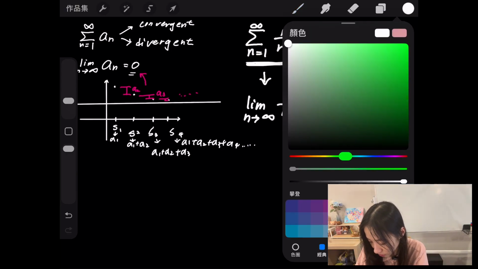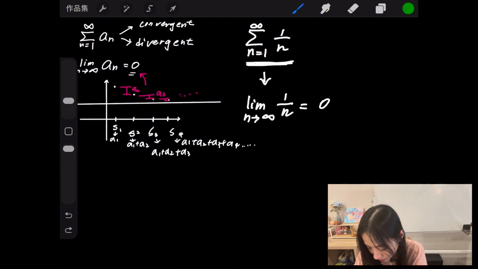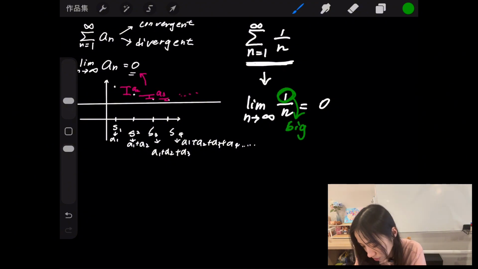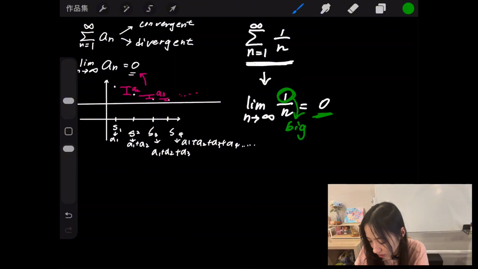So the denominator is going to be very, very big. If a certain value, however small, is divided into a very large number of portions, then it will be 0, because you divided it into so many portions that the amount will be small, and eventually it will be 0 as n approaches infinity in the denominator.